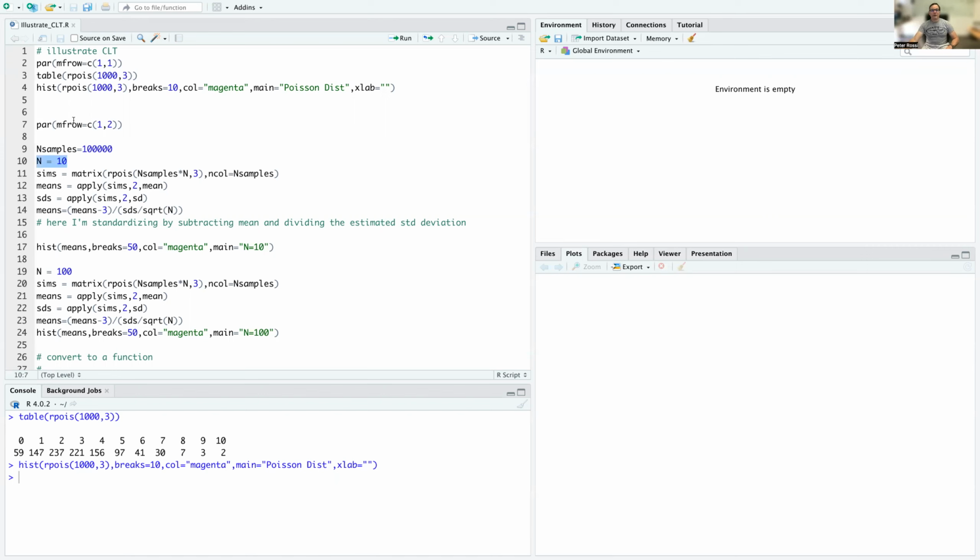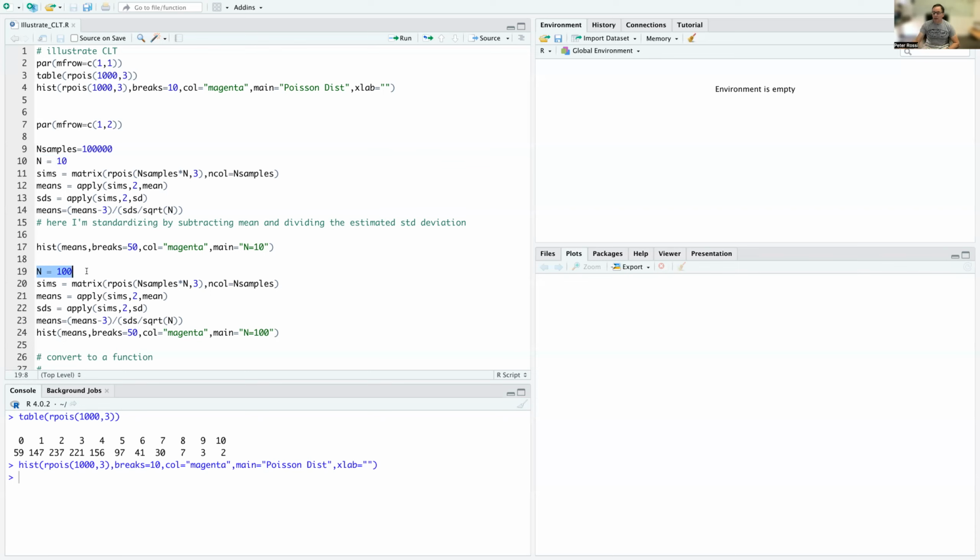But not for the purpose of illustrating the central limit theorem. I want to compare two situations, one where n equals 10, an average of 10 Poissons, with another case where n equals 100. And if the central limit theorem is true, one would guess that it would look more normal when you have 100 than when you have only 10, okay?